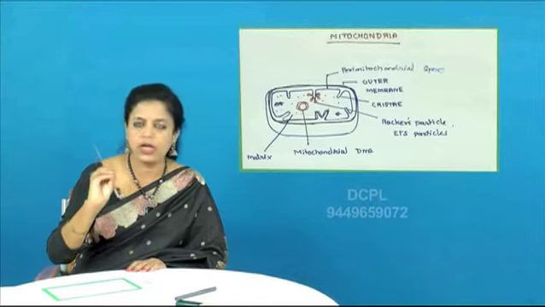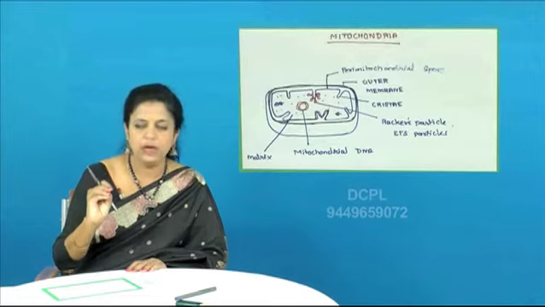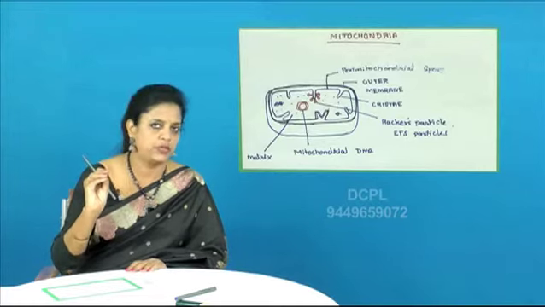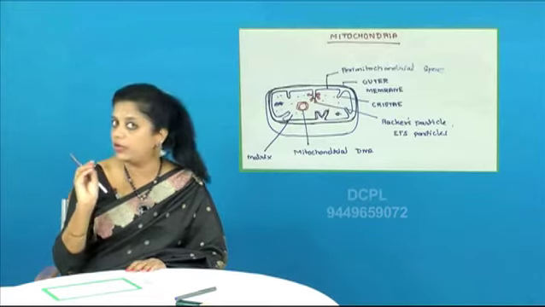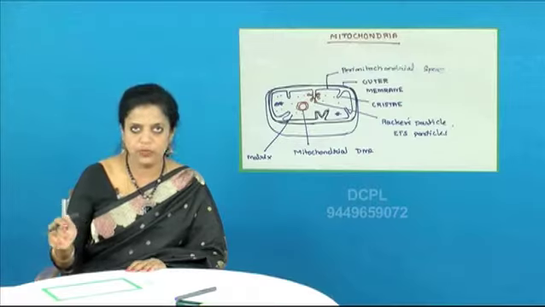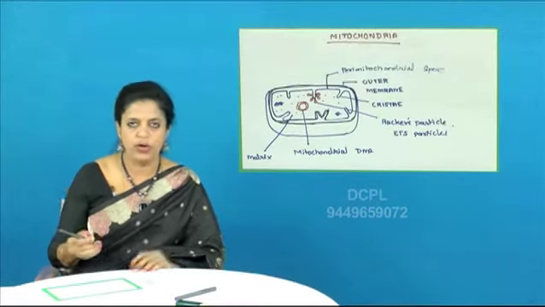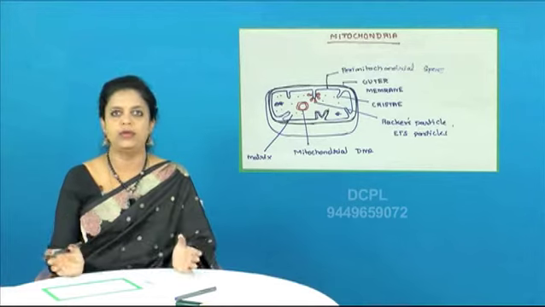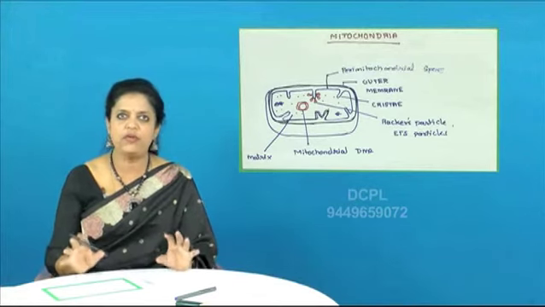Then cristae or the Racker's particles in mitochondria, they will help in the electron transport system or oxidative phosphorylation or terminal oxidation. So naming the diagram or understanding the diagram will solve so many problems for you. Therefore, one diagram is worth 1000 words. Anytime you get a confusion, go through the diagram. The diagram will give you every information.